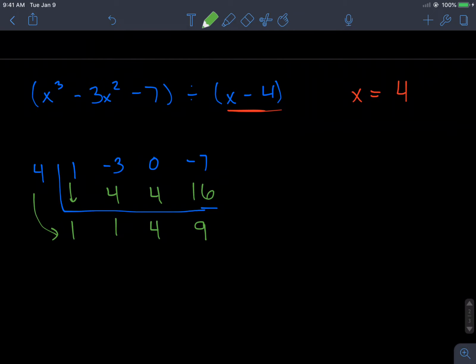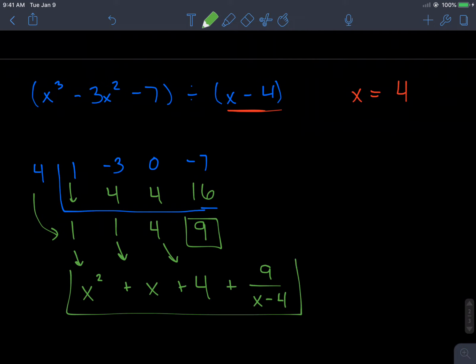We started with x cubed, so now we know once we've divided, we're going to have x squared. So we have 1x squared plus 1x plus 4. And then this guy's our remainder, so that 9 has yet to be divided by x minus 4. So that's the polynomial that we get. Well, I guess it's not a polynomial because of this remainder term. But that's what we get when we divide x cubed minus 3x squared minus 7 by x minus 4.